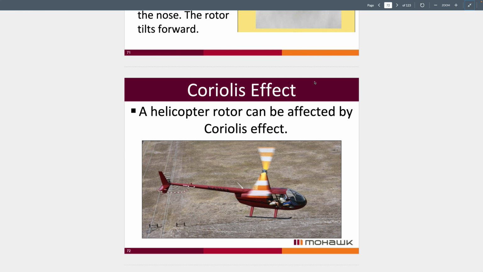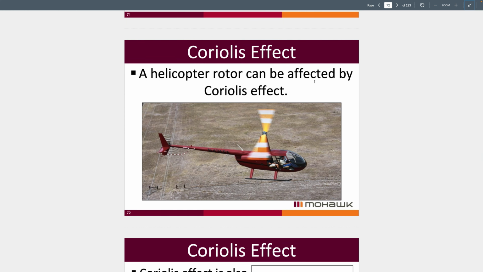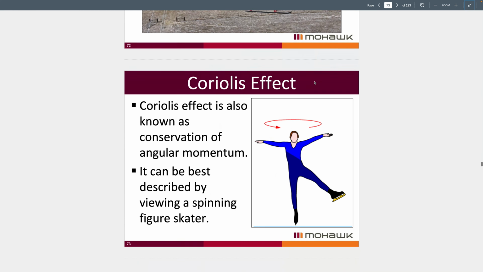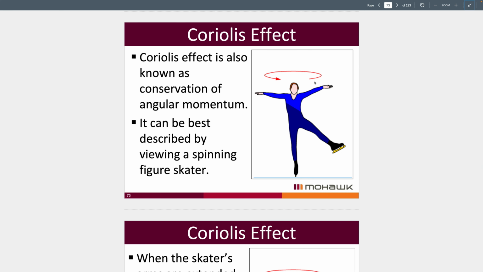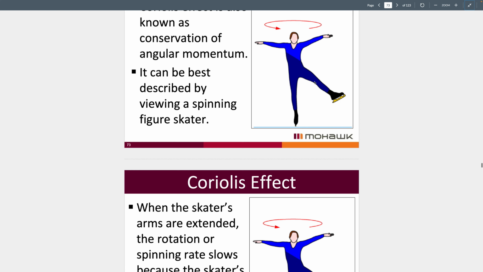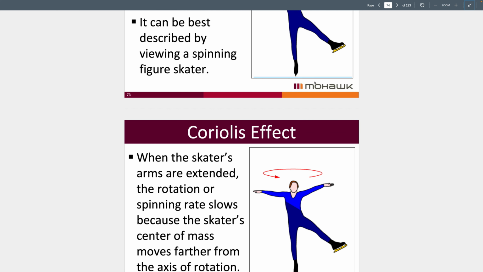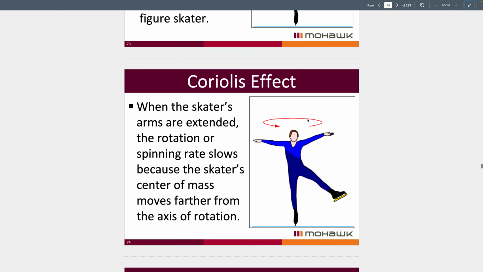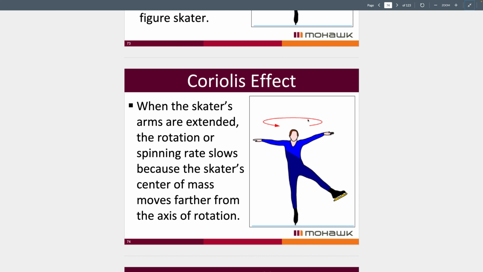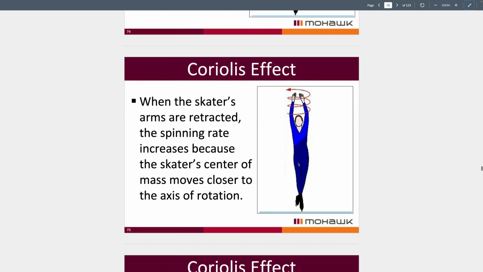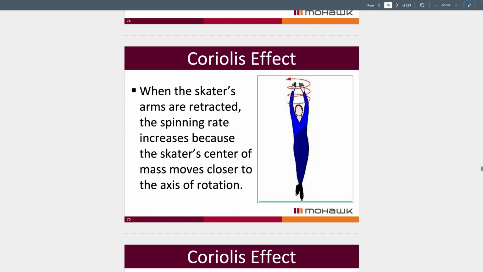The next thing I want to talk about is Coriolis effect. A helicopter rotor can be affected by Coriolis effect. Coriolis effect is also known as conservation of angular momentum. It's best illustrated by a figure skater when they spin. When the skater's arms are extended out, the spinning slows down because the skater's center of mass is further away from the axis of rotation. When the skater's arms are retracted in, the spinning rate increases because the center of mass moves closer to the axis of rotation.